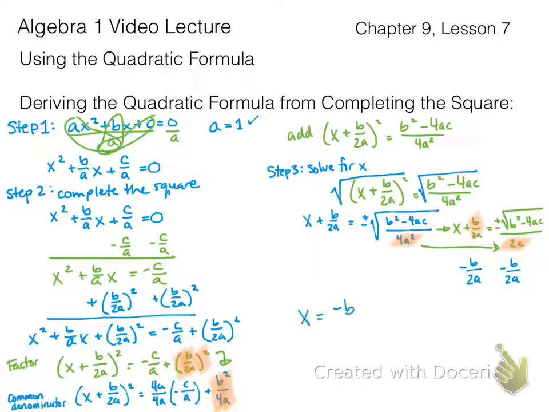so that I end up with x equals negative b over 2a, and since the denominator is the same, see how catchy that was? I can easily combine them. So I'm going to end up with the actual quadratic formula, which is x equals negative b plus or minus the square root of b squared minus 4ac all over 2a.